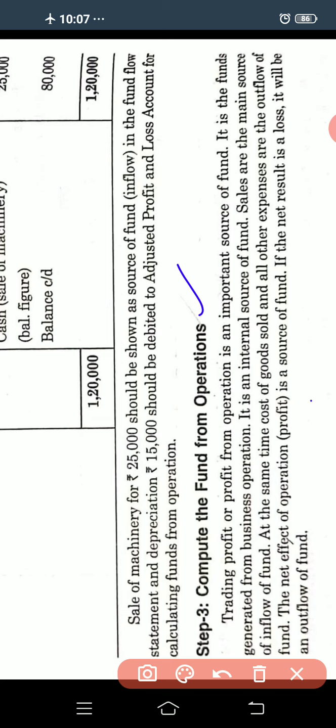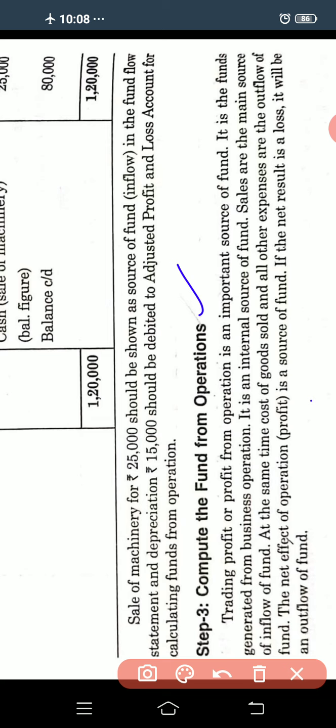At the same time, the cost of goods sold and all other expenses are the outflow of fund. So here the sales is the main source of the inflow of fund. That means we are receiving cash through sales, and the cost of goods sold, that is, the expenses incurred in order to sell the goods, and all the other expenses are the outflow of fund, because we are spending for that, right? That is considered as the outflow of fund.